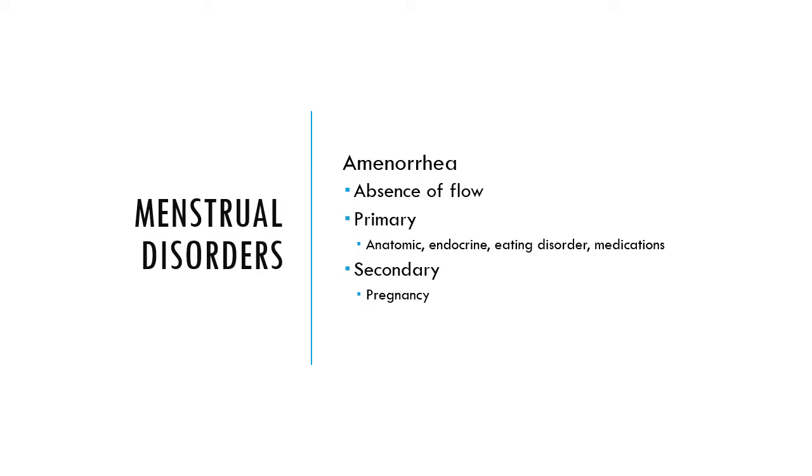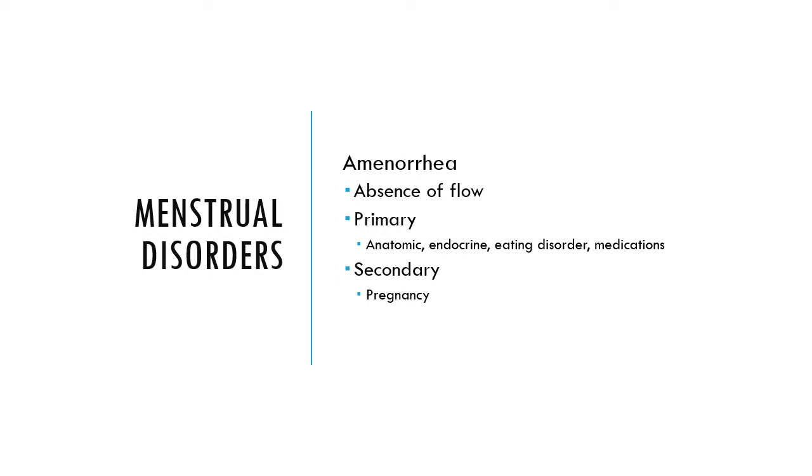Okay. So the first one is going to be amenorrhea. Amenorrhea is the absence of flow. It can occur for two different reasons. The primary reasons are going to be things like anatomic issues, endocrine issues such as type 1 diabetes, eating disorders, or medications. And secondary is going to be caused from pregnancy.